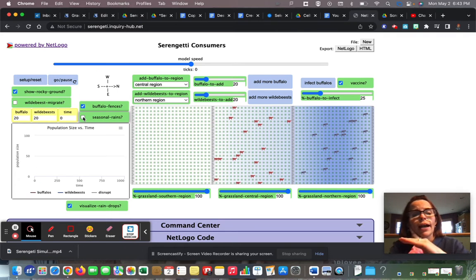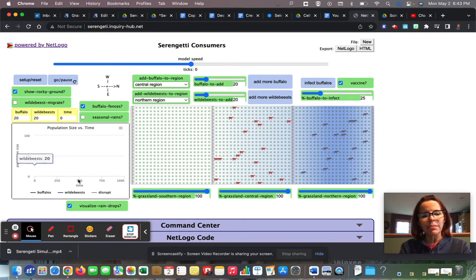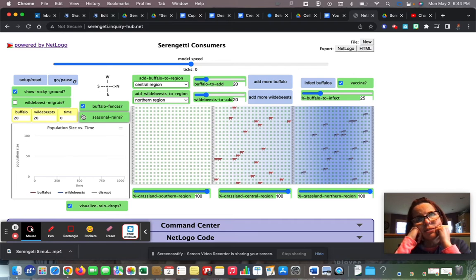So the first time you would have no seasonal rains, so it's unchecked. The second time you would check seasonal rains when the time hit 500. So the rains start up at time 500. The third time you would have no seasonal rains until it hit time 1000, and then you would click seasonal rains. And then the fourth time you would have no seasonal rains at all, so it never rains. Did I say that right? The first time you would have seasonal rains the whole time, and the last time you would have no seasonal rains. I'm trying to give you some ideas of an experiment you could design.